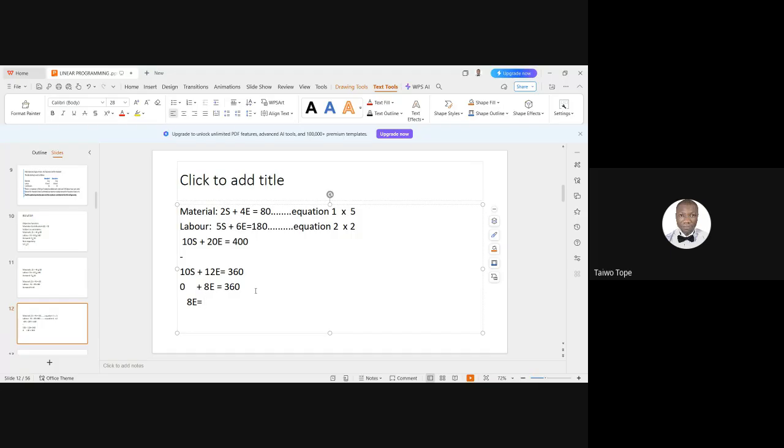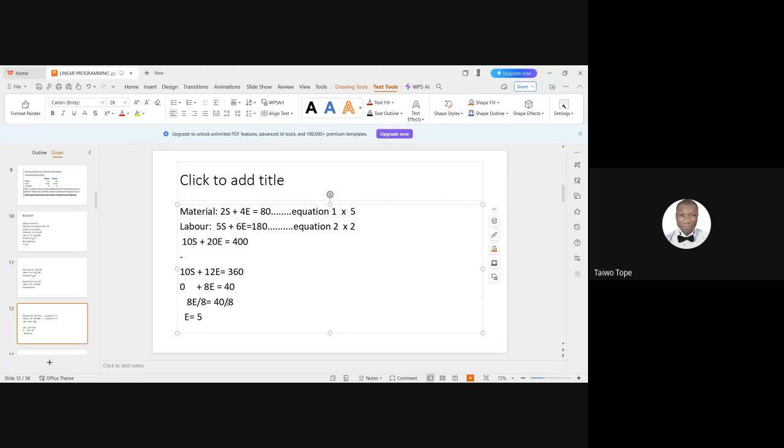Sorry, this should be 40, right? I wanted to say 8e equals 40. So you divide both sides by 8 to get the value of e. You have 5. Our e is 5. So e will be equal to 5.